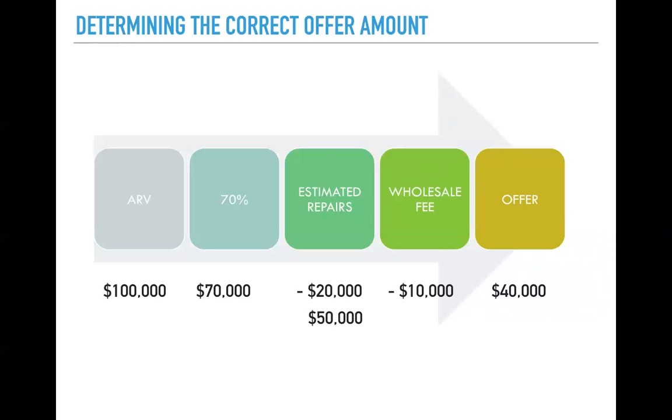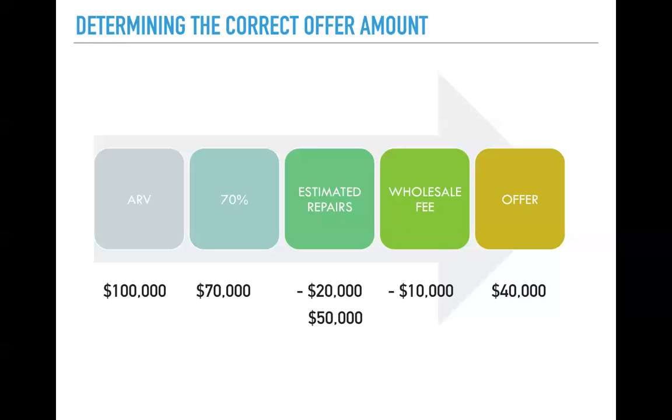The reason it's 70% is because that's typically the industry standard for investors. If an investor is using hard money to fund their deal, then the hard money lenders typically will only lend up to 70% of the after repair value of the property. So that's why we typically look at 70% as the industry standard. So 70% of the ARV in this particular case is $70,000.